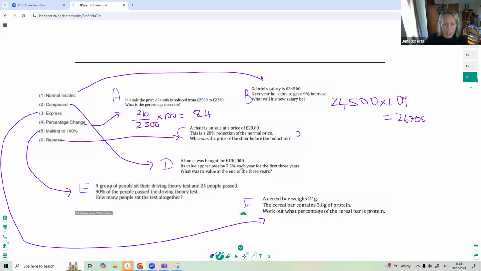This is reverse percentages. So something, a reduction of 20%. What's your multiplier for a reduction of 20%? 100% take away 20% is 80%. 80% is 0.8. So we've got something times 0.8 is £20.80. We're going back, finding the original. So we're dividing it by 0.8 to get 26.